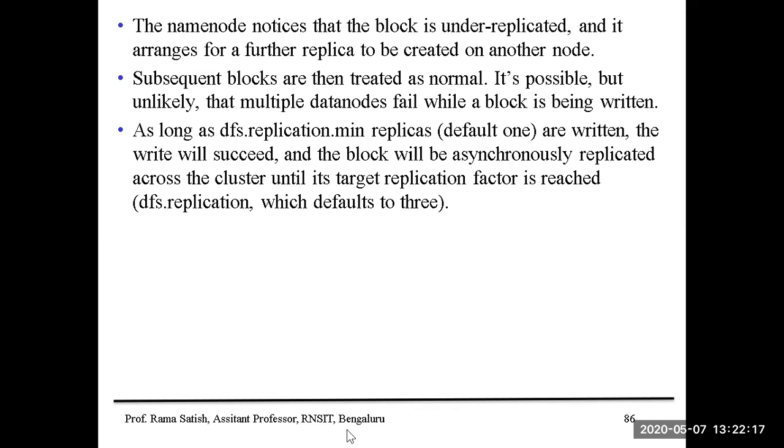Like this, all the blocks have to be written. Even if a file has 5 blocks, and some block is having a problem, until the entire file is completely written with the satisfied replication factor, it is not considered a complete success. Blocks will be asynchronously replicated across the cluster until the target replication factor is reached. The target replication factor is always 3.